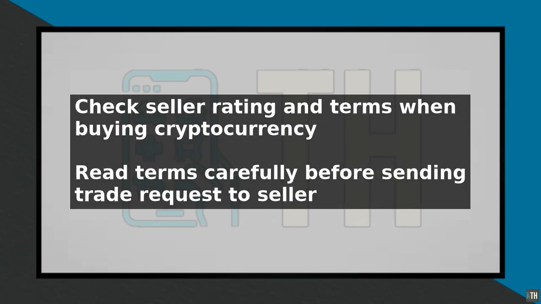When selling, you will see a list of available buyers who use Cash App. Check the buyer's rating, the price they are offering, and the payment terms. Make sure to read the terms of the trade carefully before sending a trade request. Once you have found a suitable buyer, send a trade request and wait for the buyer to accept it. You will then send the cryptocurrency to the buyer and the buyer will send the payment to you via Cash App.